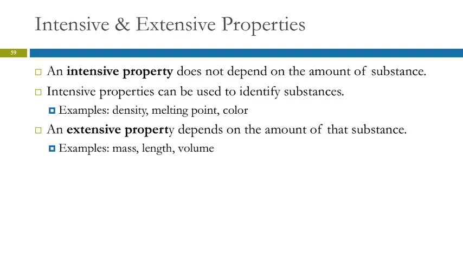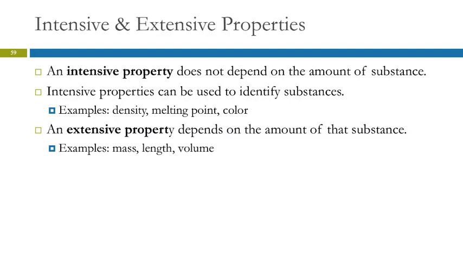We talked about chemical and physical properties. We can also categorize properties as being intensive or extensive. So an intensive property does not depend on the amount of substance. It is intrinsic to the substance. No matter how big your sample is, an intensive property will always be the same. And we can use intensive properties to identify what the substance is. So these sorts of properties include density. The density of a substance does not change with the amount of substance.